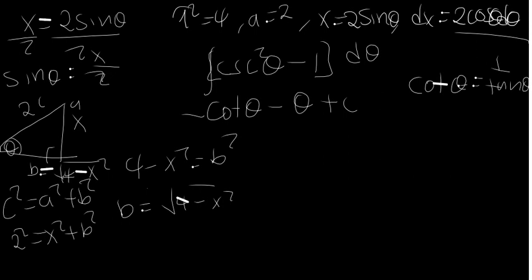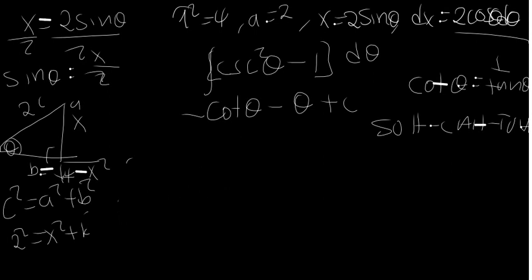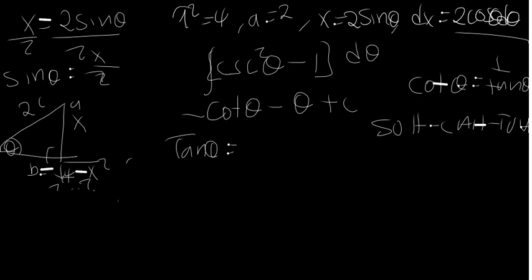So what is tan theta? According to SOH CAH TOA, tan is opposite over adjacent. So our opposite is x. We're going to say tan theta is going to be the opposite over adjacent. The opposite is x, over the adjacent, which is the root of 4 minus x squared.